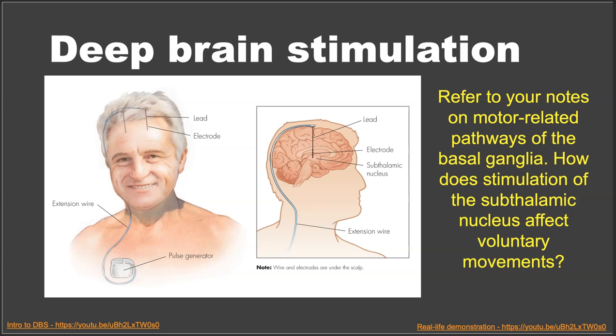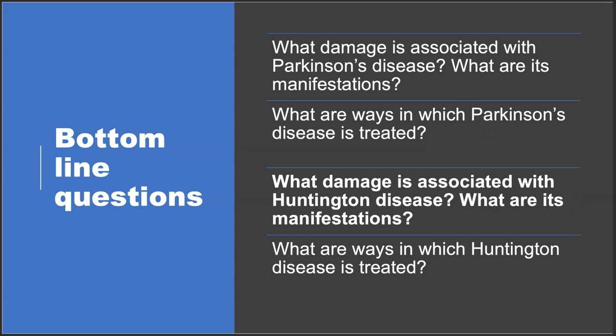Remember, that's what the indirect pathway is mainly connected to. It's those undesired movements that are sort of conflicting with the voluntary movements that you desire. So, deep brain stimulation and L-DOPA are two possible ways of helping to alleviate at least some of the manifestations of Parkinson's disease. And the next video will take a look at a different basal ganglia disease, which is Huntington's.